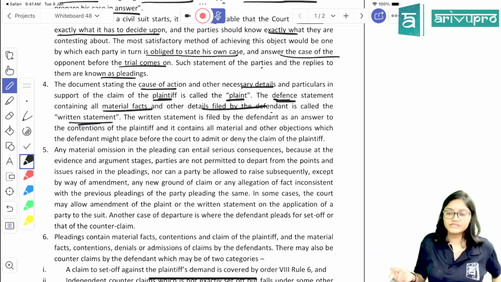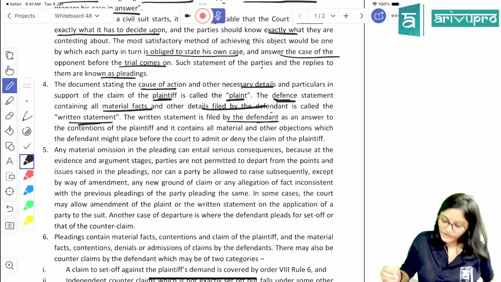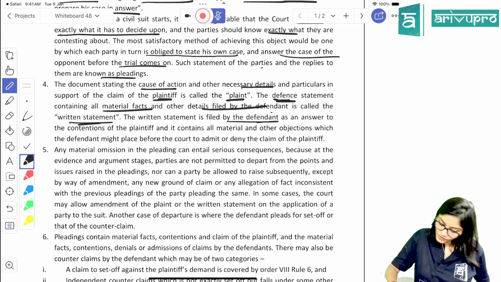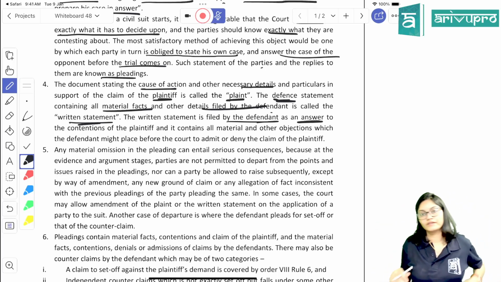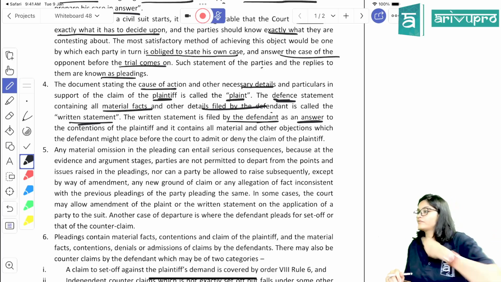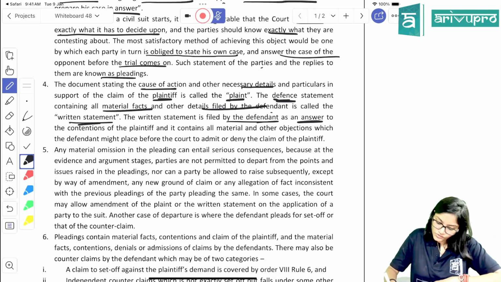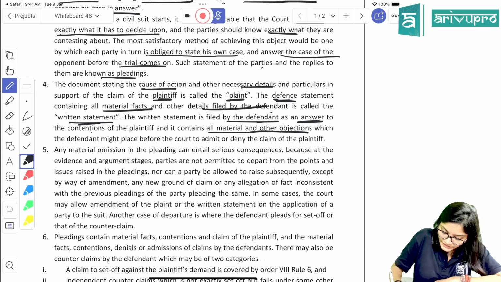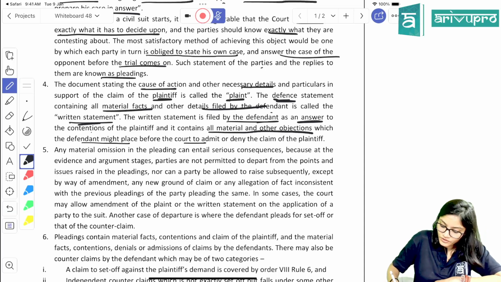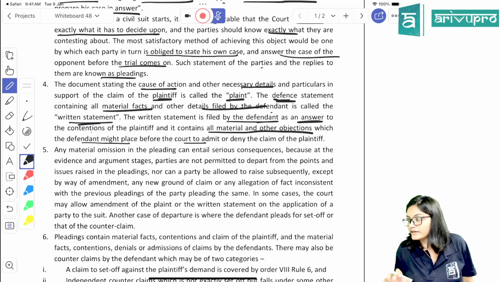Who will file the written statement? Ma'am, the defendant is going to file the written statement. What is it? It is nothing but an answer to the plaintiff, right? Whatever is written in the plaint, you have to give an answer to that. So, as an answer to the contentions of the plaintiff, it contains all material and other objections which the defendant might place before the court to admit or deny the claim. Everything is written in that, right?